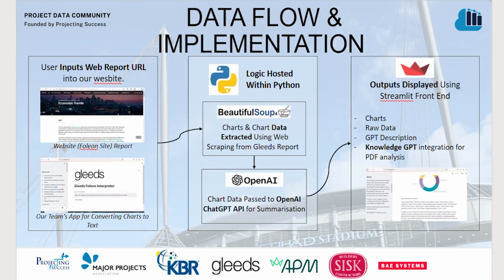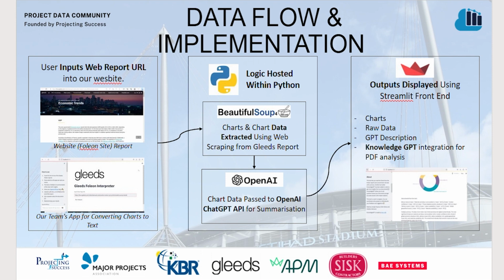Data flow and implementation. So, what did we do? We decided basically to design a web application in which you could input the web report URL of your report. This is shown below in the bottom left-hand corner. When you click submit, we then scrape the website that you enter using Beautiful Soup and extract all the charts and chart data from that website. When we scrape through and get all the information, we then pass the information of the charts and chart data over to OpenAI and the ChatGPT API for summarization.